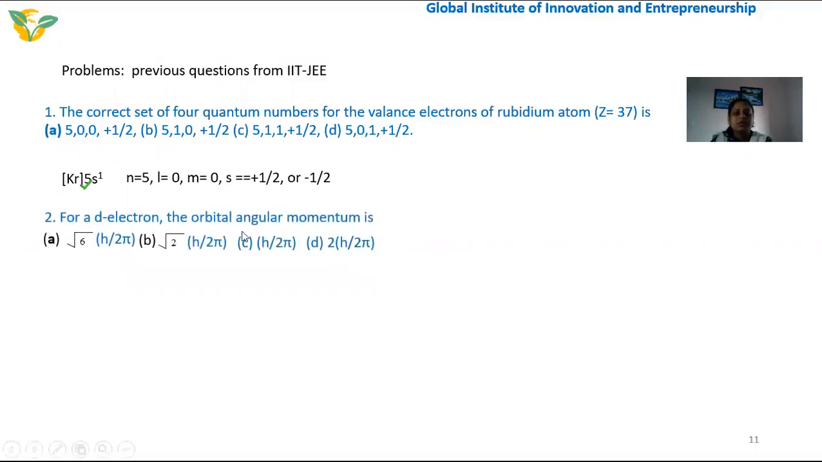The second one is about the orbital angular momentum of a d electron, and we know the orbital angular momentum is given by root over L into L plus 1 into h by 2 pi. So for a d electron, the azimuthal quantum number L equals 2. If we put the value of L in the equation root over L into L plus 1 into h by 2 pi, we get the value root 6 into h by 2 pi.